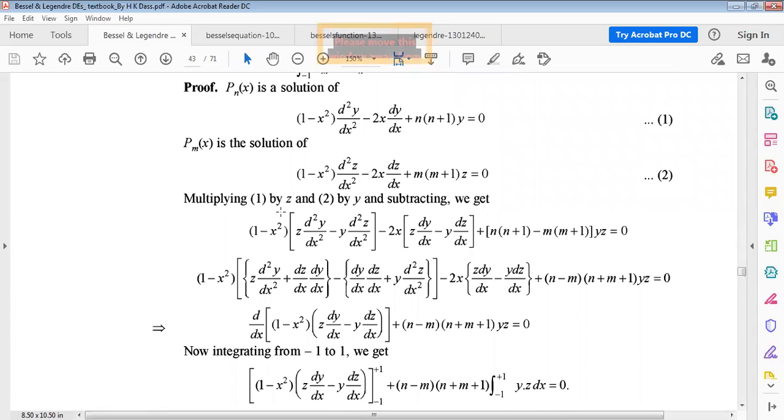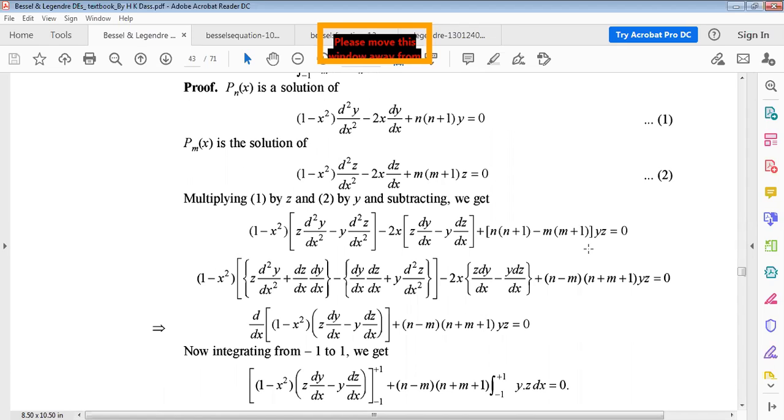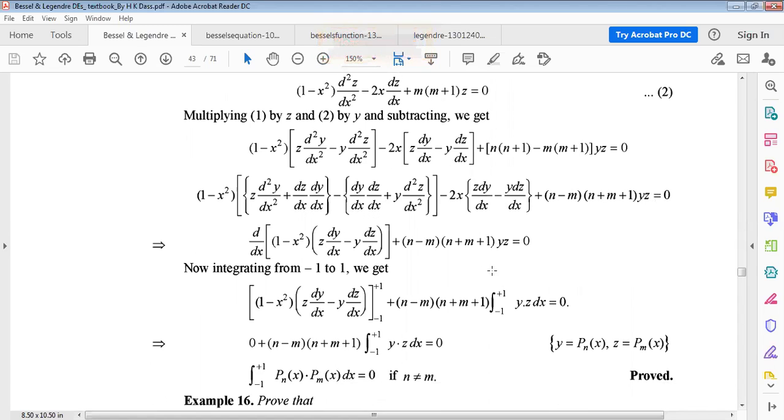So multiplying equation 1 by z and equation 2 by y. Okay, equation 1 by what? Z, and equation 2 by what? Y. Then subtracting, this will be cancelled. Okay, so 1 minus x square will be common to this, and this is the middle term, and this is the twice x term, and this is the last term, common with yz.